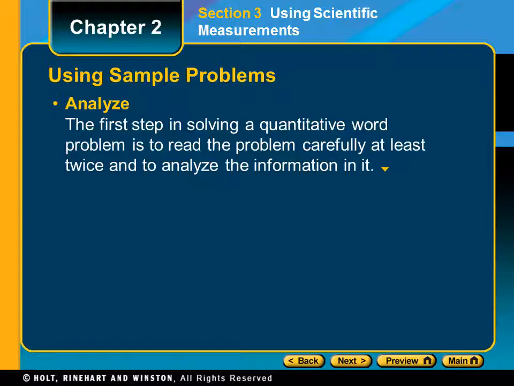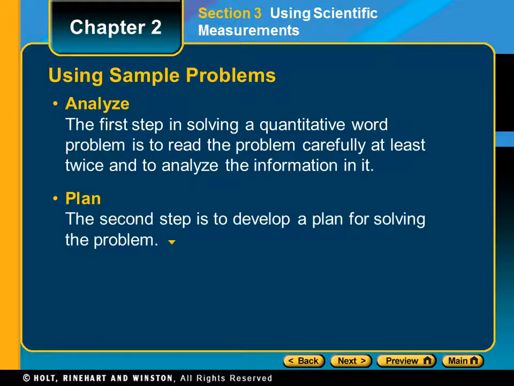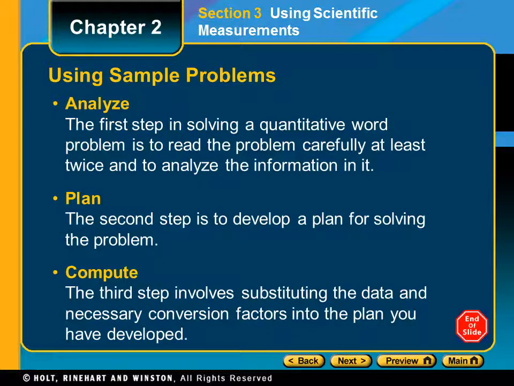The first step in solving a quantitative word problem is to read the problem carefully. Read it as many times as you need to analyze the information and gather the information out of it. Then plan. Once you understand what you're given and what it's asking for, then you develop a plan for solving the problem. And then you compute, okay? Once you have all that laid out, you basically do the math, substituting the data and the necessary conversion factors into the plan you have developed.